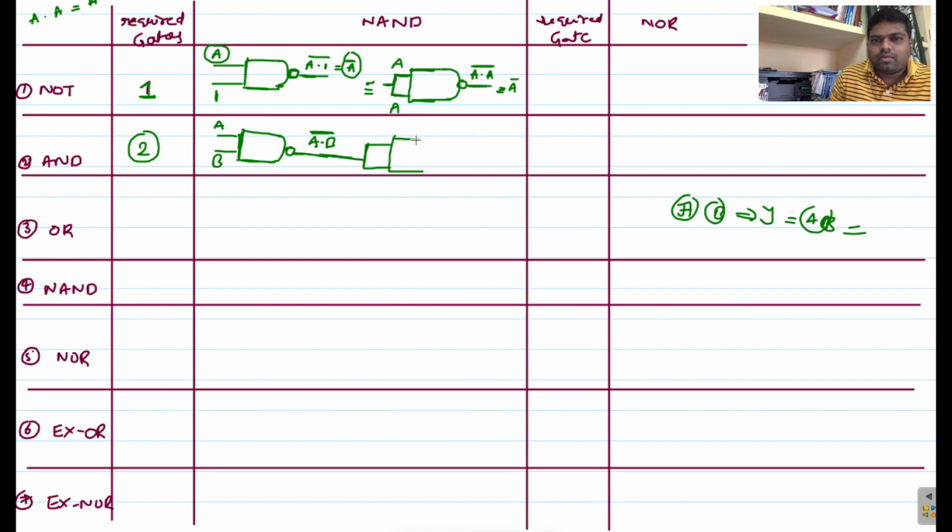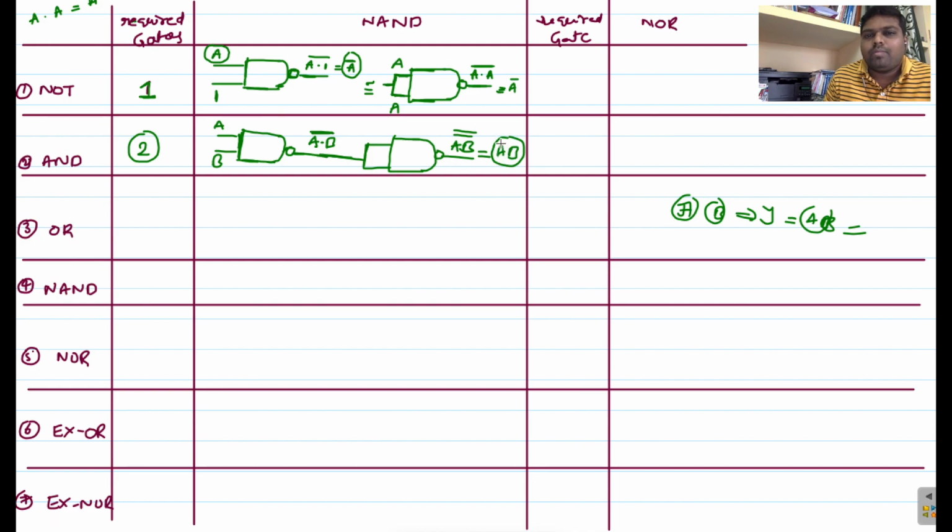Then what you will get, this is AB bar and this is also AB bar. So finally what you will get, AB bar whole bar. Then what you will get, AB. Okay, so here you are providing AB. So here the final outcome is AB. AB is nothing but the AND logic, right?